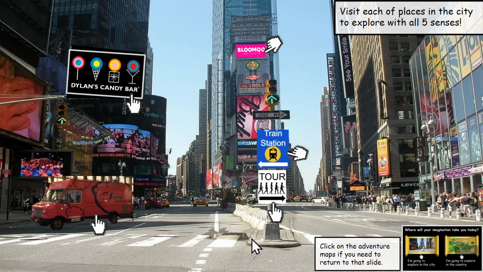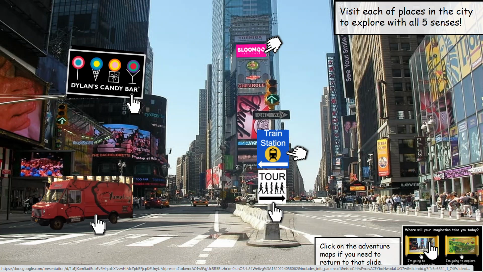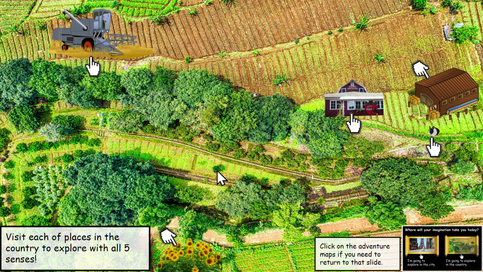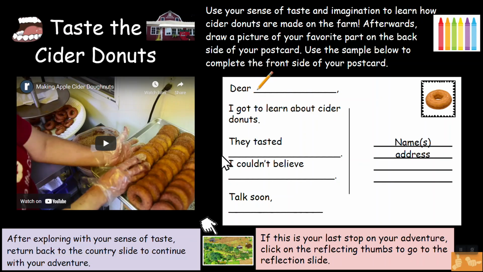Now, let's say that when you first came to the city slide, you're like, oh, this looks cool, but I'm curious about what the country looks like too. You can hover over to the bottom and there is a picture of the maps where you can click and it will take you to the map slide. Okay, we were at the city. You can go check out the country, because here at the country, again, you can visit each of the places that will allow you to explore all 5 senses. Okay, so let's click on one so you can see, oh yeah, remember we had the taste one at the city, there's a taste one at the country too.